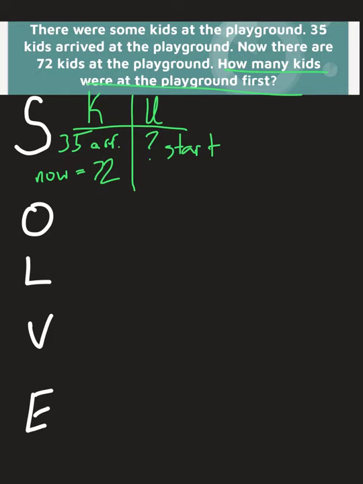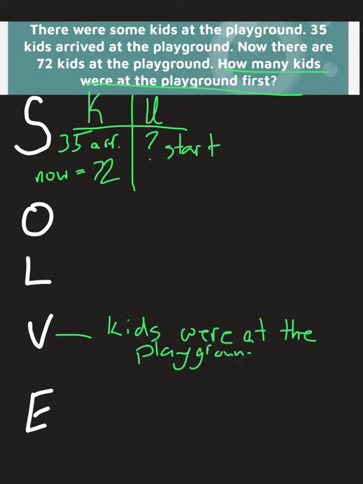So I'm going to go to verify because I want to make sure I stay focused. Unknown kids were at the playground. Okay, so that keeps me going in the right direction. Now let's think about what's happening in the problem. There were some unknown kids at the playground. If some kids arrived, then more kids are coming. So there's 35 kids coming, and that gave us 72.